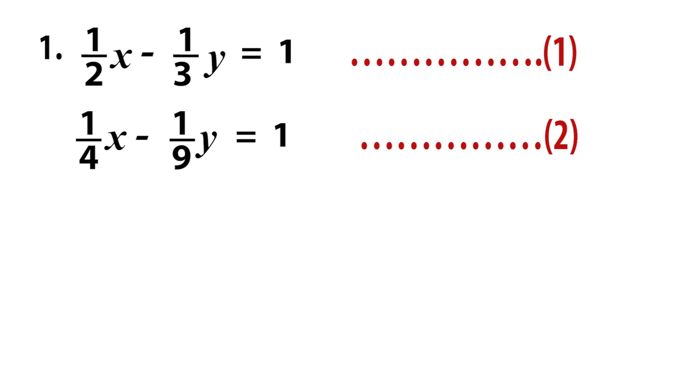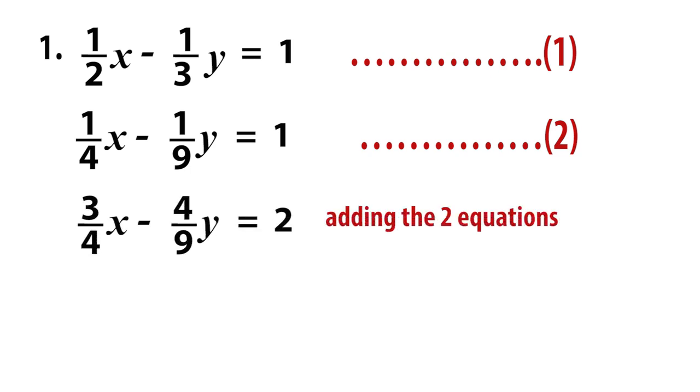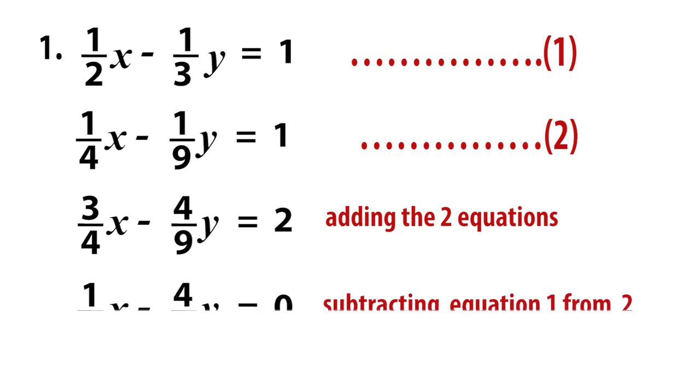Now look at something here. If we add the two equations, we will get 3 over 4x minus 4 over 9y is equal to 2. And if we subtract, for example, equation 1 from equation 2, we will obtain negative 1 over 4x minus 4 over 9y is equal to 0. If we check this carefully, we still have x and y in the two equations. Neither x nor y cancels out.